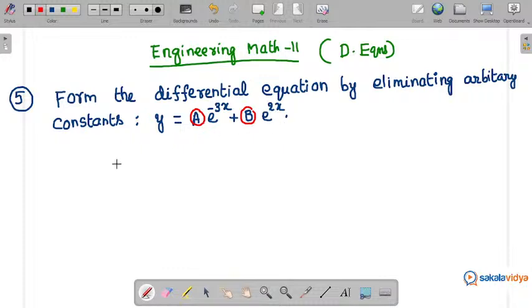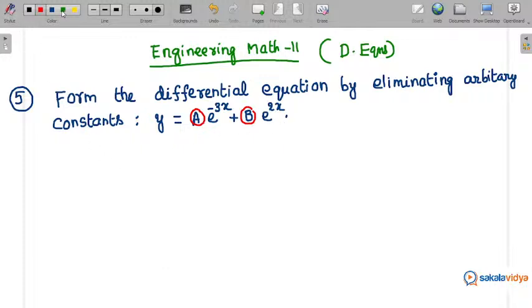Kishore, welcome to our classes. Welcome Kishore. Right, let us solve the question now.